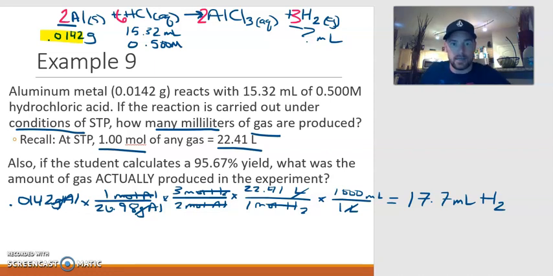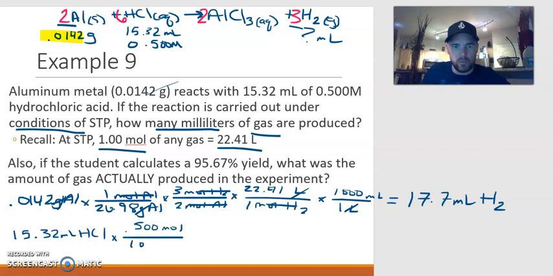We have to also calculate now, what if we used up all the hydrochloric acid? So 15.32 milliliters of HCl. Remember, how do we convert milliliters of an aqueous solution to moles? We use our molarity, right? So 0.500 molar is our concentration. That means there's going to be 0.500 moles for every 1 liter or for every 1,000 milliliters of solution. That way the milliliters will cancel.